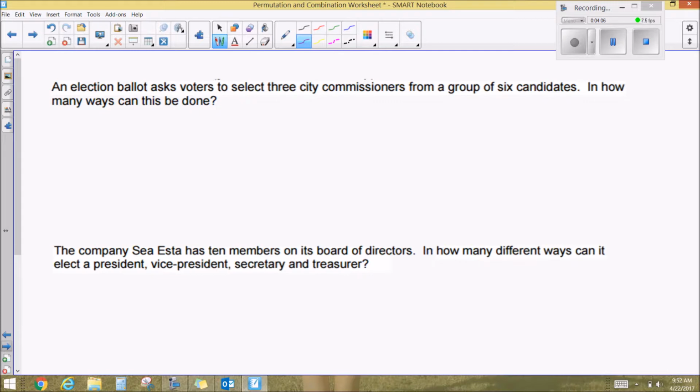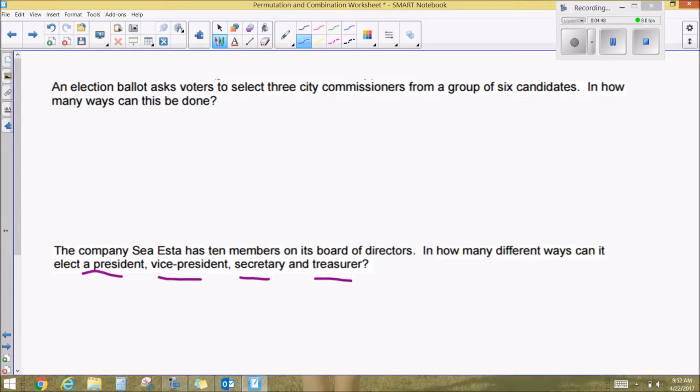The top one, we're taking 3 city commissioners from a group of 6 candidates. In the bottom, we're creating a board of directors: president, vice president, secretary, and treasurer. In both situations, we are starting with a group, and we're selecting a subset from that. And the difference between the 2 is in the top group, we just are selecting 3 commissioners. It doesn't indicate that there are any offices, any ranks, any difference in selecting one over another. We just need a group of 3 commissioners. Whereas in the bottom, we have assignments for each of them.